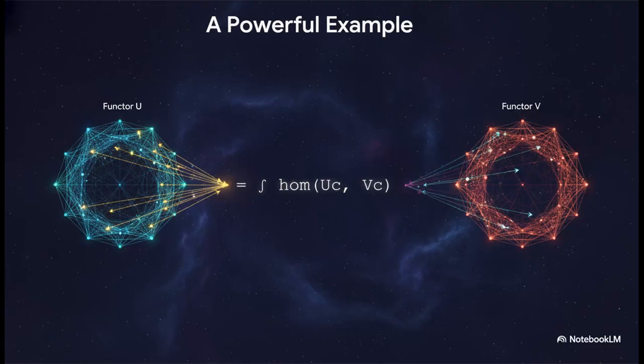And to see just how powerful this is, check out this example. Natural transformations are one of the most fundamental concepts in all of category theory. They're basically the maps between maps. And it turns out the set of all natural transformations between two functors can be calculated as a single end. This shows that ends aren't some obscure, super-specialized tool. No, they are right at the very heart of the theory.